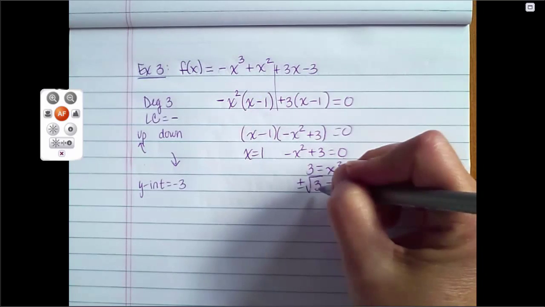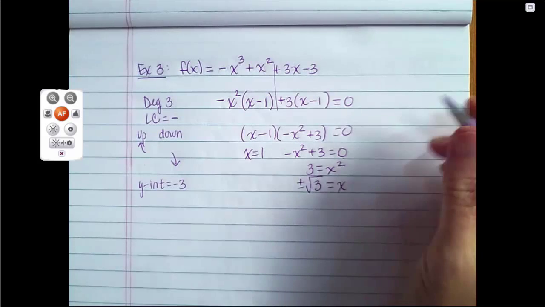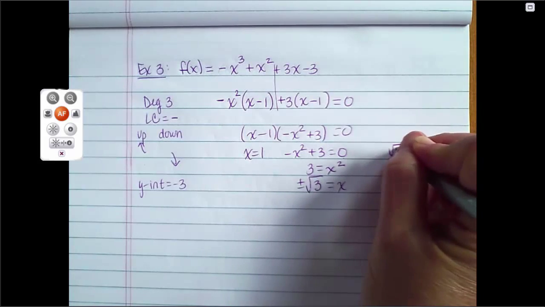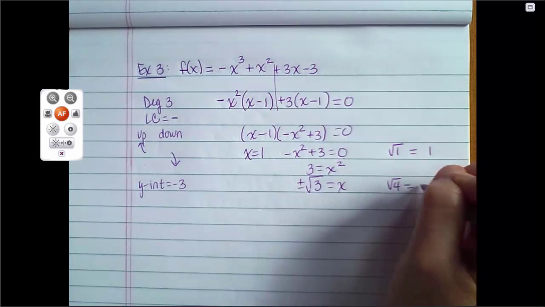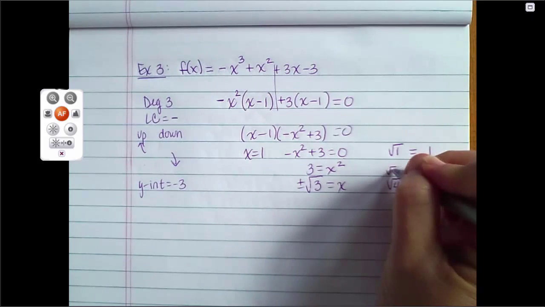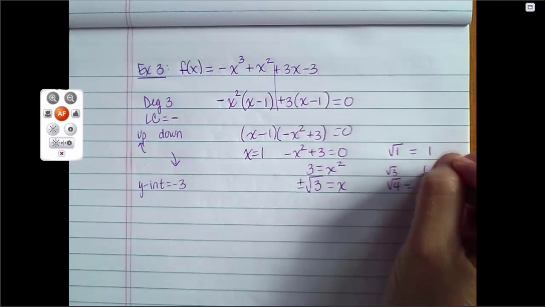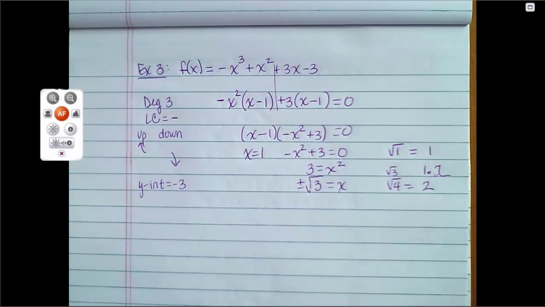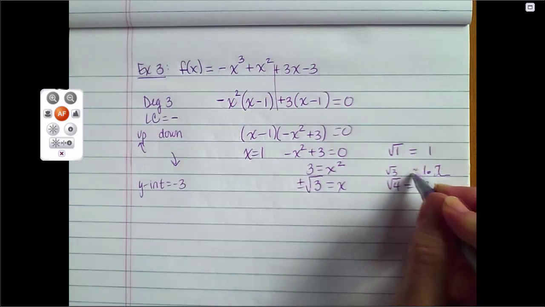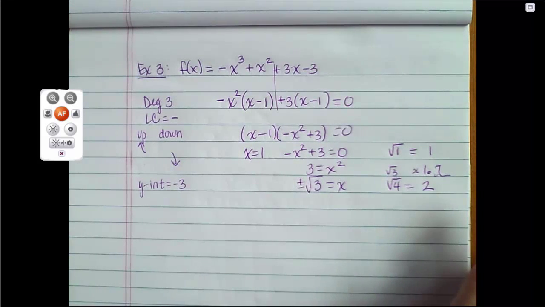If you think about what root 3 must be equal to without a calculator, I know that the square root of 1 is 1, and I know that the square root of 4 is 2. So the square root of 3 is somewhere between 1 and 2. It's going to be 1 point something, and probably a little bit closer to 2. Maybe 7 or 6. I'm not sure without a calculator. But again, for the sake of these kinds of graphs, that's enough.